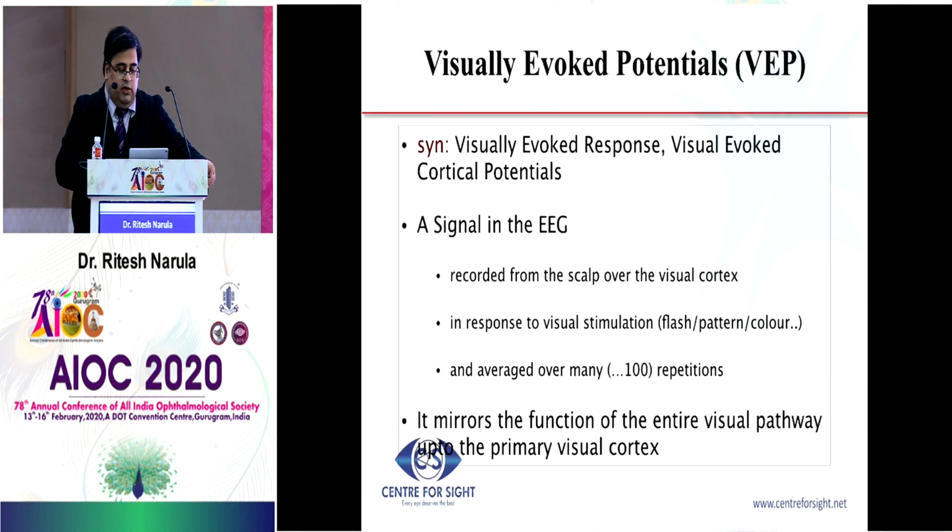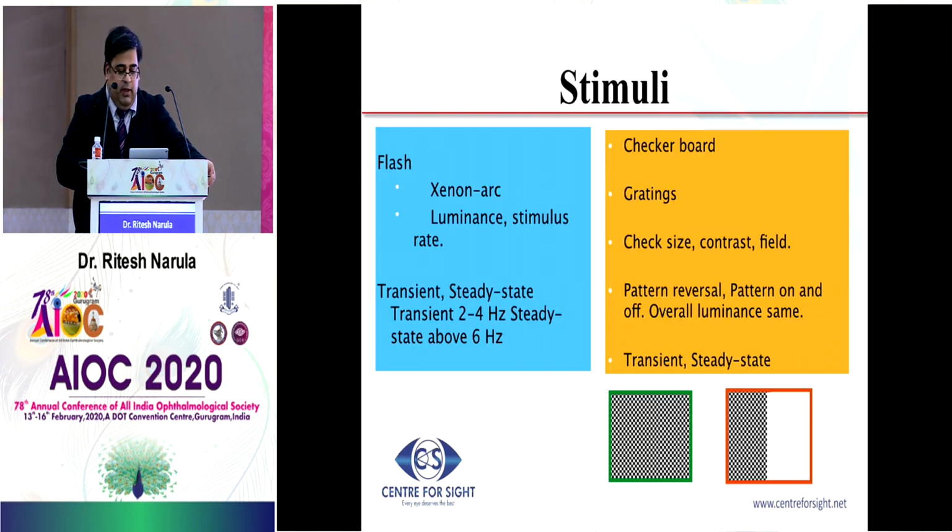Lastly, VEP. VEP, you have two components, the pattern and the flash VEP. VEP is a more neuro-ophthalmological topic to be covered in detail about localization, but I'll just briefly cover. Again, you can have a flash and a pattern VEP. Flash is more like just you shine the light on the retina and you are seeing some recording happening in the brain. It just tells whether the whole pathway is grossly functioning or not.